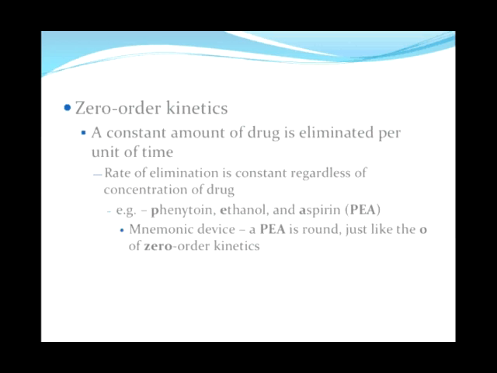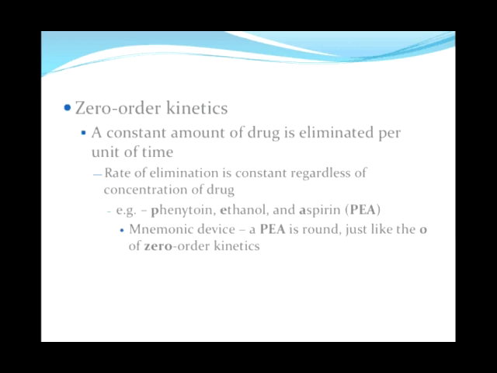Zero-order kinetics: a constant amount of drug is eliminated per unit of time, so the rate of elimination is constant regardless of concentration of the drug. Examples include the PEA mnemonic, and these are phenytoin, ethanol, and aspirin. And you can remember that because a P, which PEA spells, is round, just like the zero of zero-order kinetics.